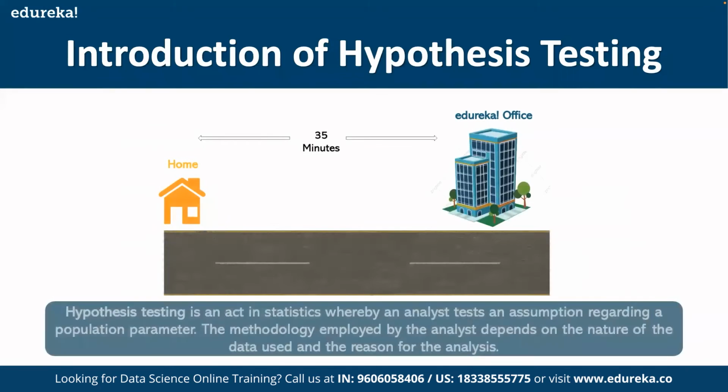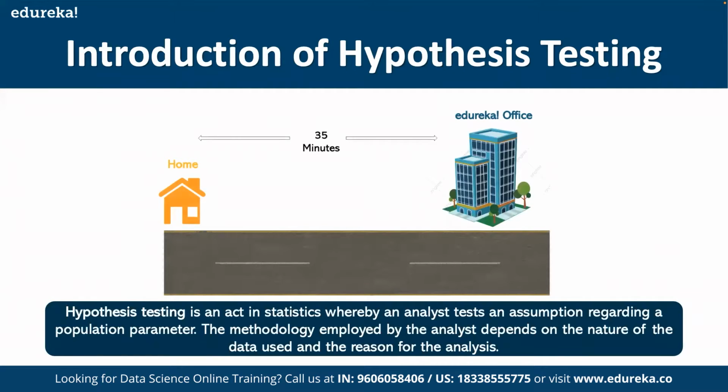Here, when we talk about hypothesis testing, it is an act in statistics where an analyst tests an assumption regarding a population parameter. In the previous example, the population parameter is the lead content in the Maggi noodles produced by the Nestle company. So we are going to test that assumption for the population parameter. The methodology employed by the analyst depends on the nature of the data and the reason for that analysis. So that's the overall idea.